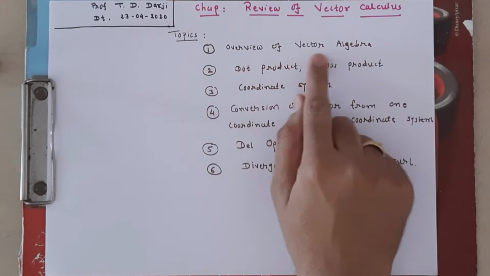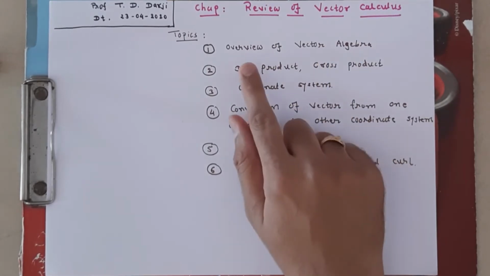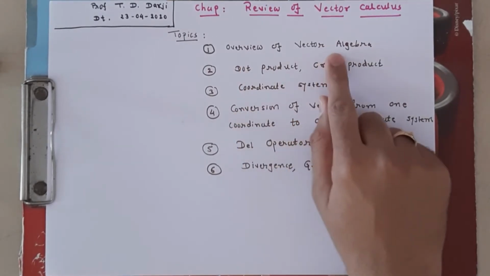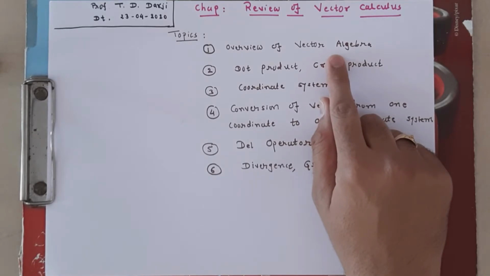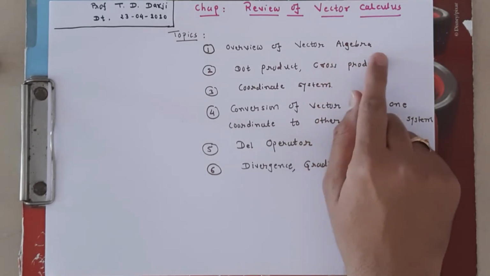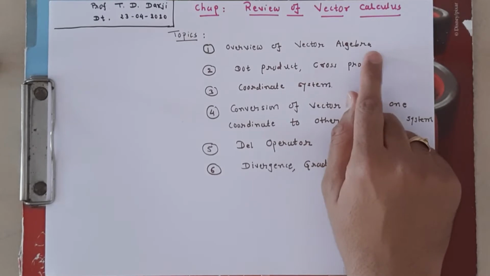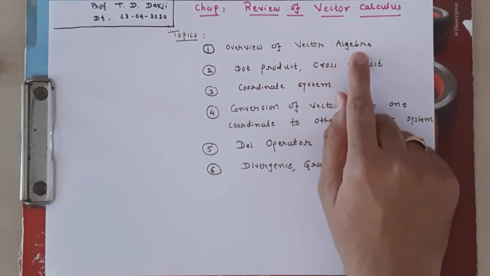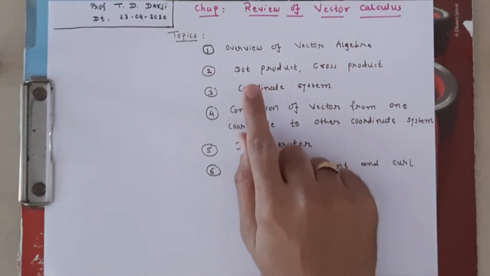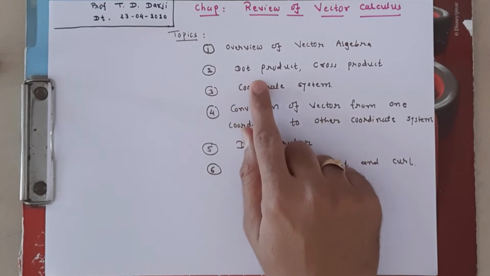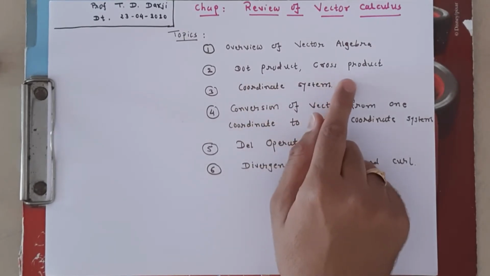First topic is overview of vector algebra. In this topic we will study what a vector and a scalar quantity are. What do we mean by 1 dimension, 2 dimension, 3 dimension and 4 dimension quantities? Then we will also discuss how to add two vectors, what the vector projection and scalar projection are. The next topic is dot product and cross product.